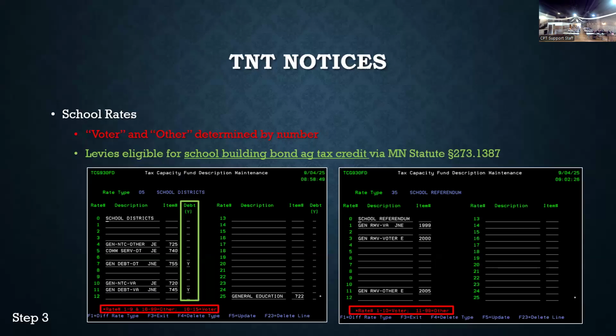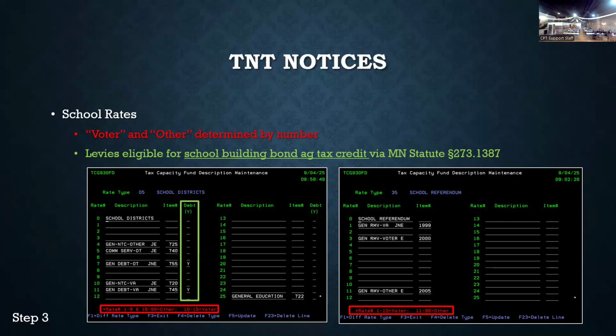Also, when you're putting in descriptions, if you're looking at school, we have a few things to keep in mind. If you look at the bottom in red, we mark the rate as other or voter based on the number that you pick. You have to know whether it's other or voter and put it in the appropriate number category. Also, if you have a type 5, which is the tax capacity school rate, that's eligible for the Minnesota statute school building bond ag tax credit, you need to mark Y in that debt column. That's what that debt column is for, those rates.